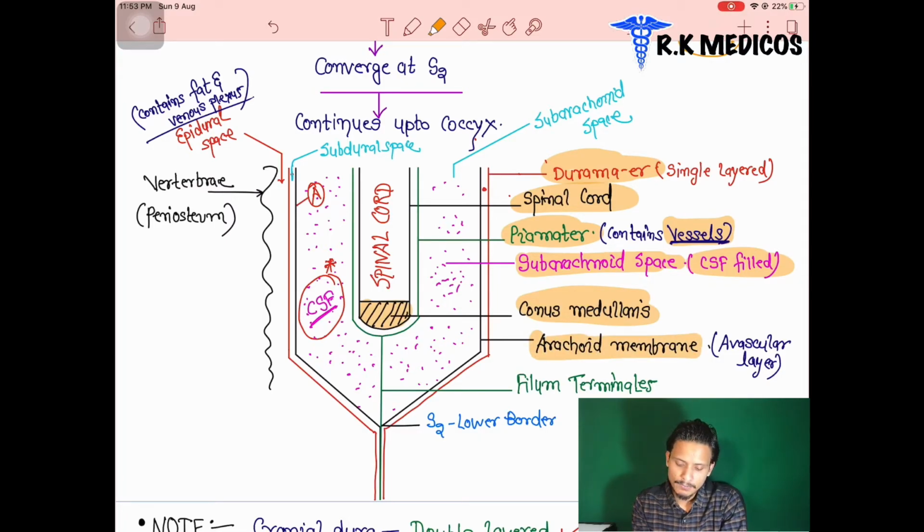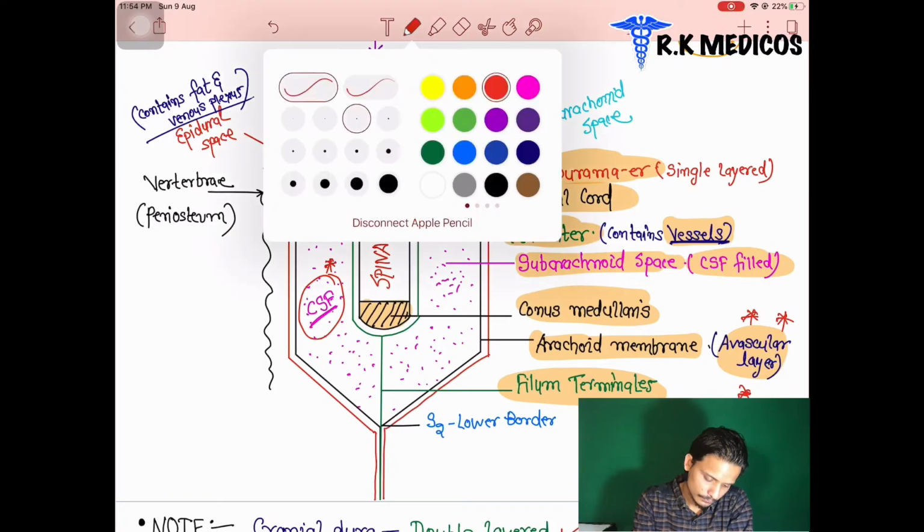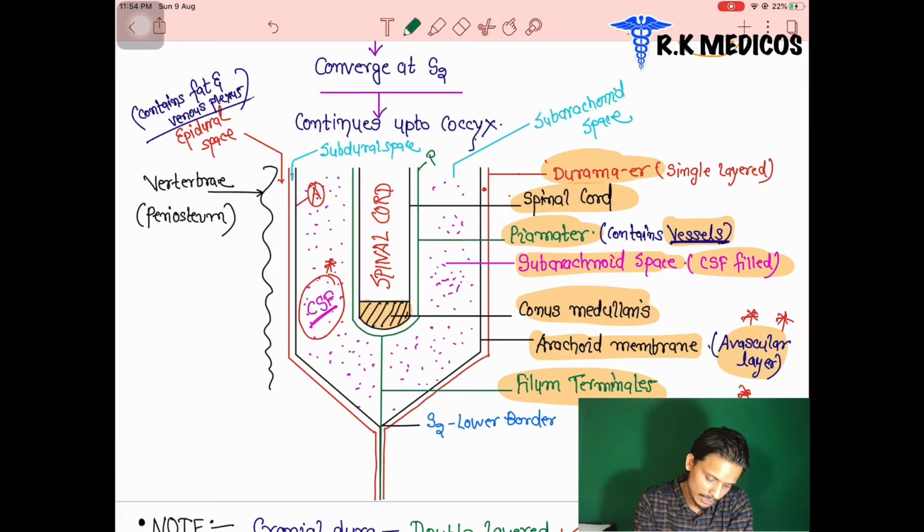It is the avascular layer. It is the important point here. The arachnoid layer is an avascular layer. And next, filum terminalis. I already told you the filum terminalis, it is the modified part of the dura mater. You can see the green one, it is the pia mater, and this pia mater is forming something. That one is the filum terminalis.